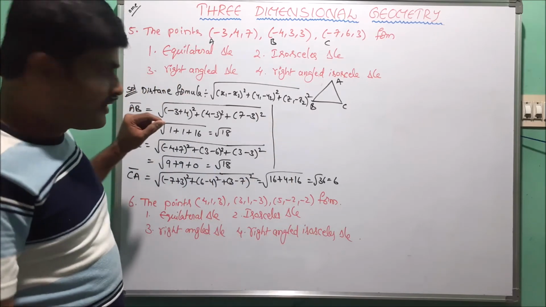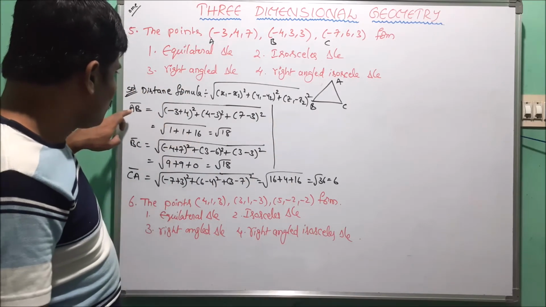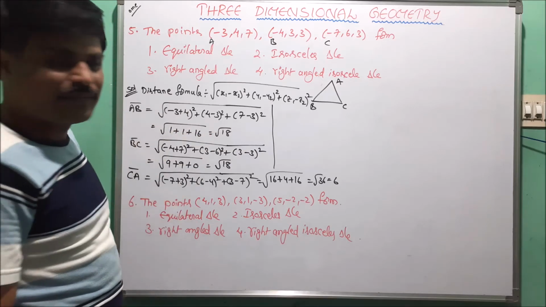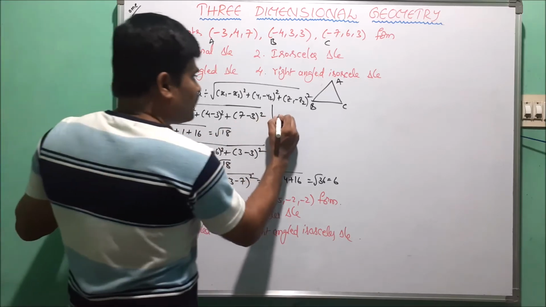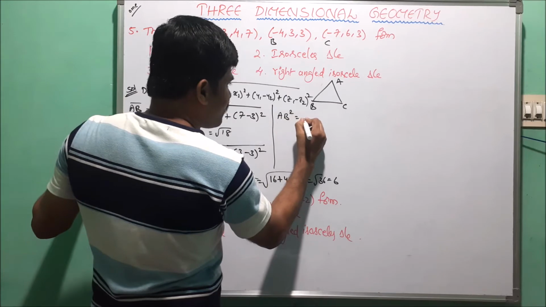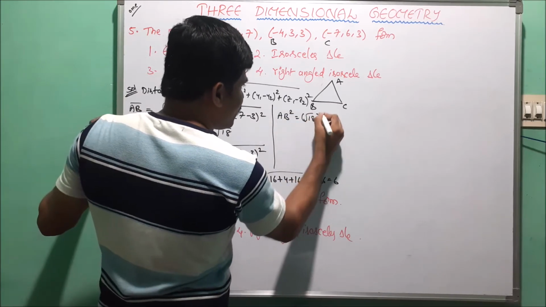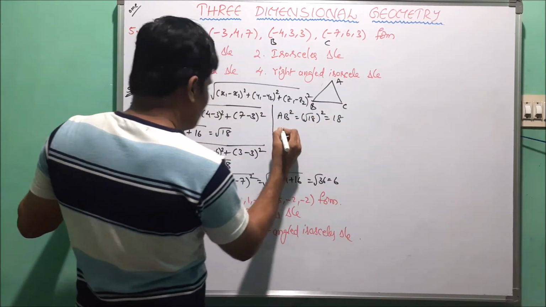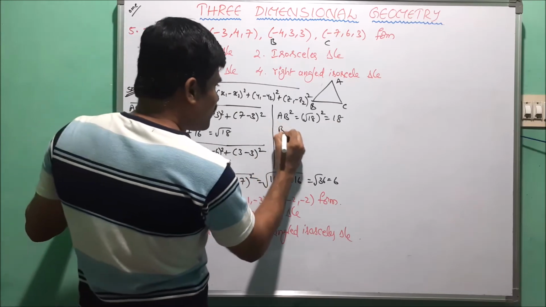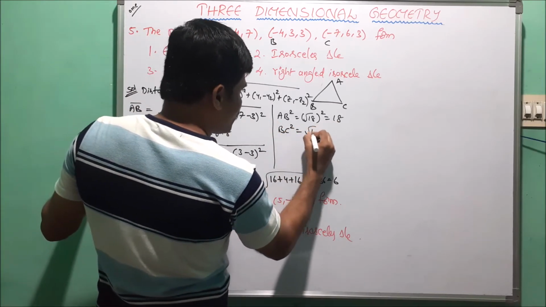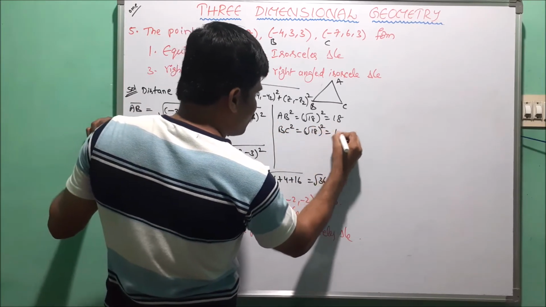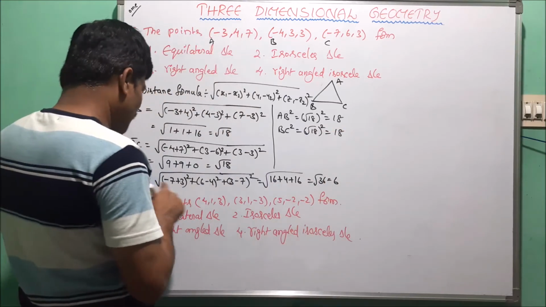Here in those distances we have to observe. We take AB square. That equals root 18 whole square, that means 18. Similarly to find BC square, root 18 whole square, that is also 18. Similarly to find CA square.